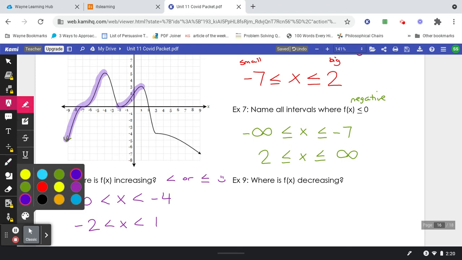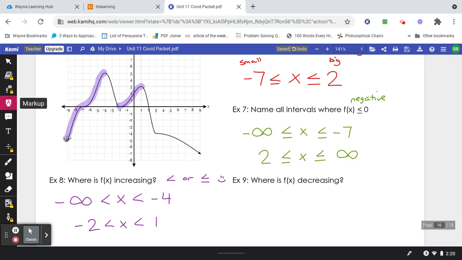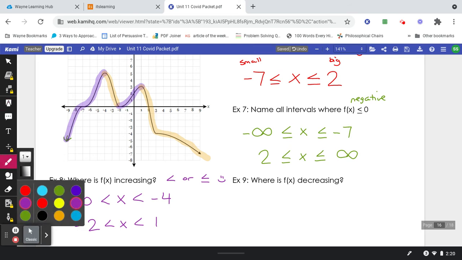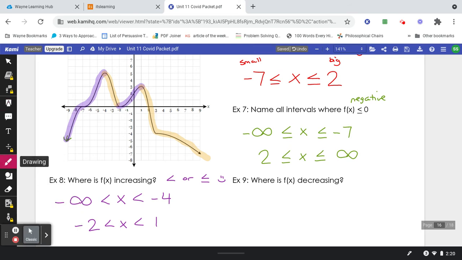For decreasing, we've got this section right here and this section right there, which keeps on going forever. So that would be from negative 4 right here all the way until negative 2. And it picks back up again at 1. And it goes on forever, so infinity.